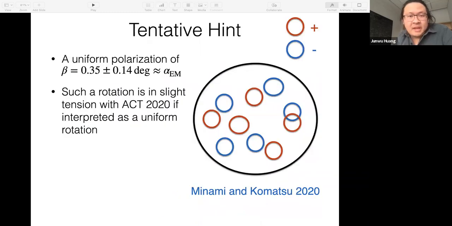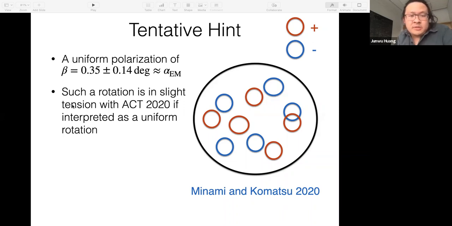Okay. All right. So let me say a little bit about this tentative hint that I think many of you might have heard about, which motivates us to apply the method we are developing to something else. So recently, Minami and Komatsu reported a result from the Planck polarization measurement, a uniform polarization rotation of 0.35 degree, which is a number very close to the fine structure constant alpha EM.